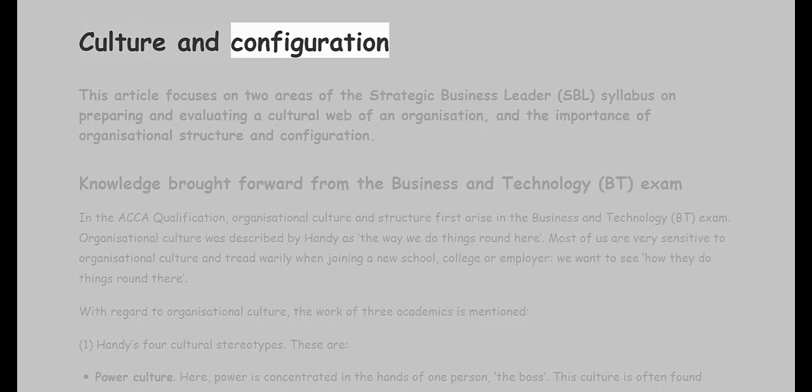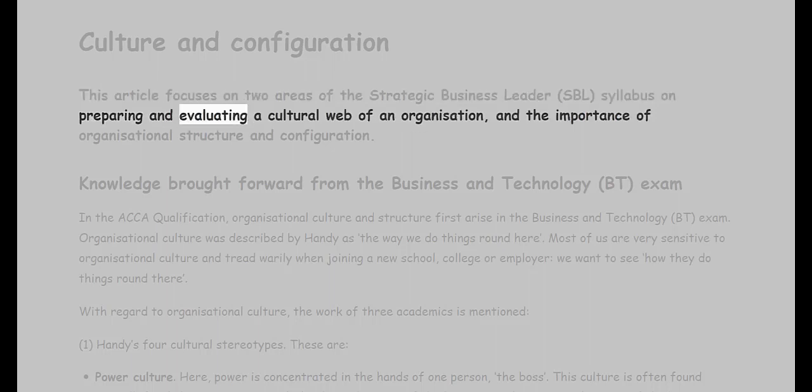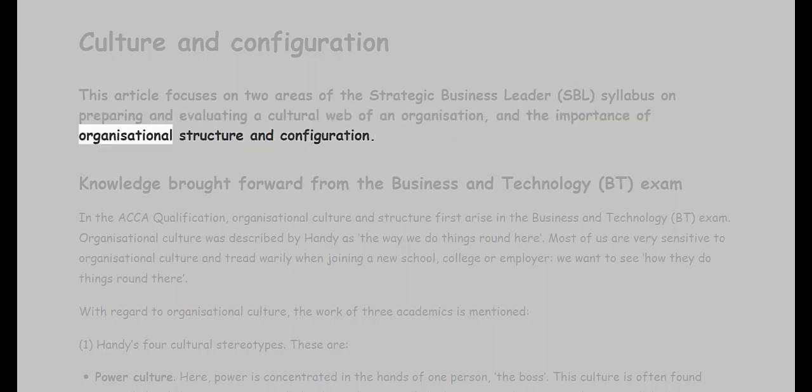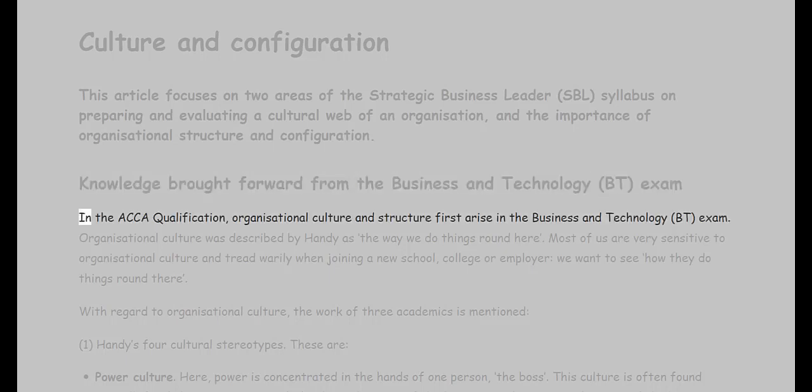Culture and configuration. This article focuses on two areas of the Strategic Business Leader (SBL) syllabus: preparing and evaluating a cultural web of an organization, and the importance of organizational structure and configuration. Knowledge brought forward from the Business and Technology (BT) exam. In the ACCA qualification, organizational culture and structure first arise in the Business and Technology (BT) exam.